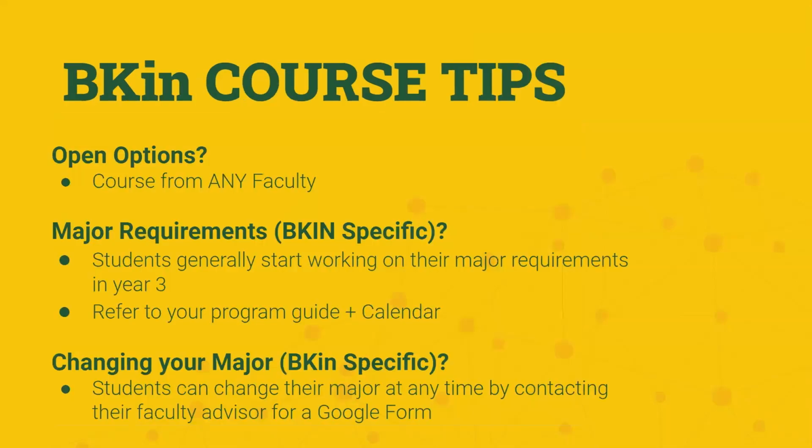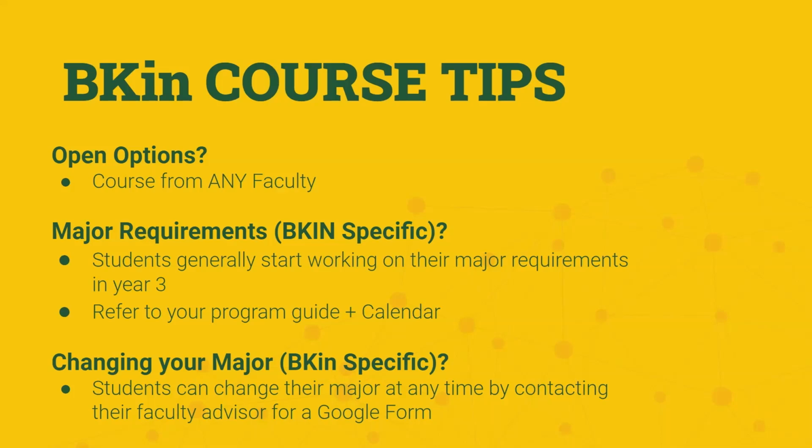An open option is a course from any faculty, so all students will have open options throughout their degree, and this can be a course within the Faculty of KSR or outside. For our BKIN specific students, major requirements are requirements that go along with your major. Students will generally start working on these in their 3rd year, and in order to see exactly what courses you're going to be required in your major, refer to your program guide, which can be found on our Registration 101 website, or in the calendar as well.